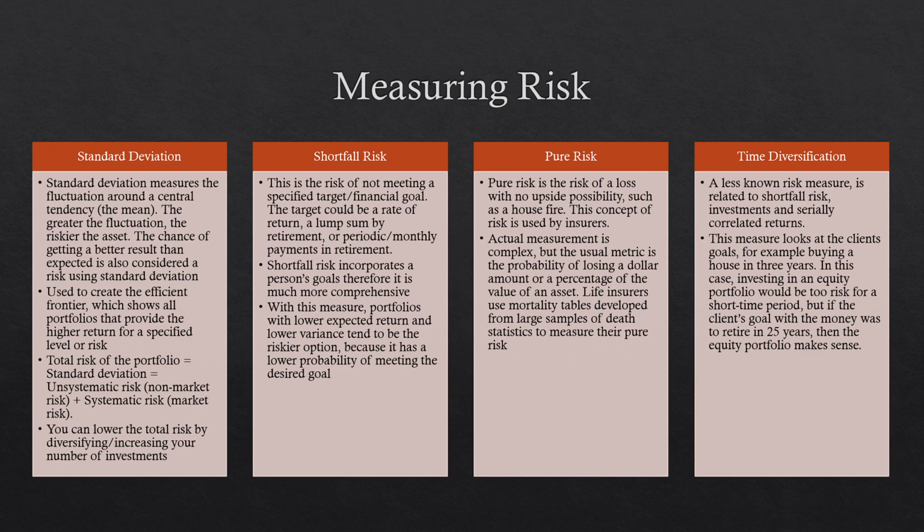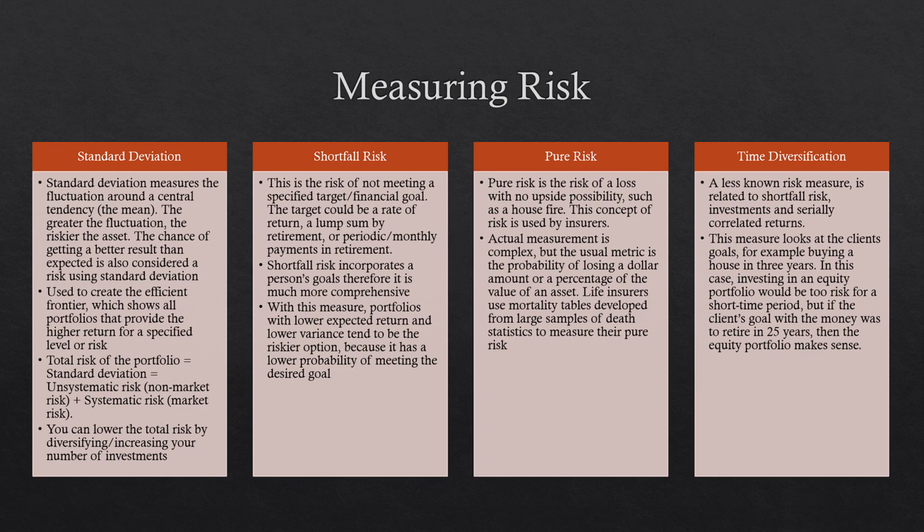You can also measure risk in pure risk, as we mentioned, which is the risk of a loss with no upside potential, such as a house fire. Actual measurement is complex, but the usual metric is the probability of losing a dollar amount or a percentage of the value of an asset. Life insurers use mortality tables developed from large samples of death statistics to measure their pure risk.